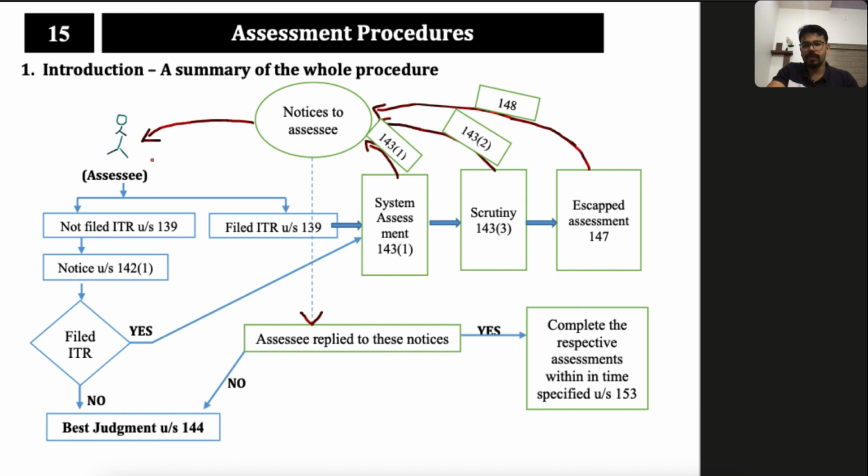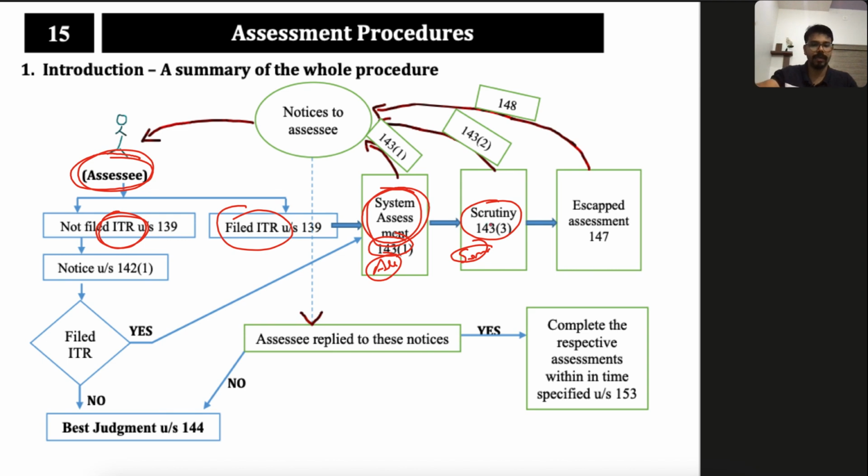First of all, assesses might have filed the ITR, or they might not have filed the ITR. If you have filed the ITR, that means the income tax return, the system will assess first. The computer will be the first person to do the assessment under 143(1), and they will be sending an intimation. After that system assessment, it will go to scrutiny. Some items might have been picked for scrutiny, and for that they will be issuing the notice under 143(2).